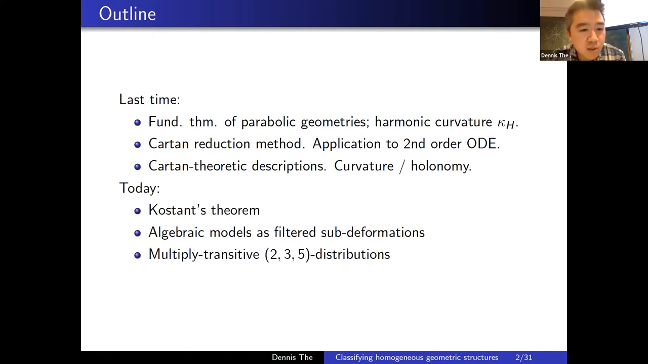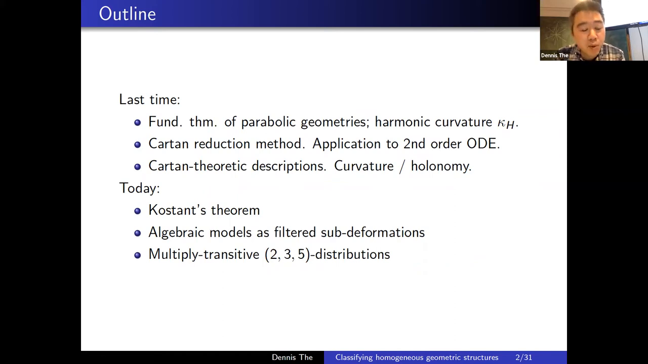So today I want to start out by talking to you about Kostant's theorem. It's a very, very important theorem in the setting of parabolic geometries. Basically, for this harmonic curvature I introduced last time, this takes values in a certain Lie algebra cohomology group, but I've never actually told you how to compute this Lie algebra cohomology. So Kostant's theorem is a beautiful way of phrasing some nice linear algebra and accessing where this object, harmonic curvature, lives.